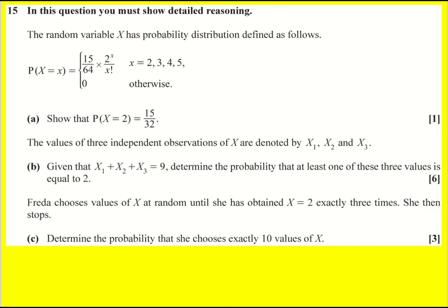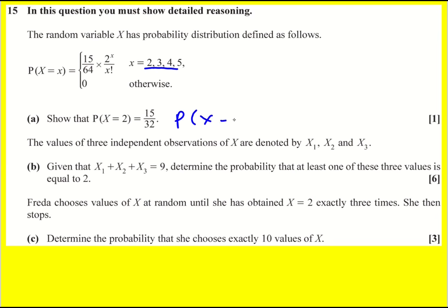We've got a probability distribution question here, and the distribution is defined as shown. It only has non-zero probabilities for 2, 3, 4, and 5. We're asked to show that the probability that x equals 2 is 15 over 32. To be honest, this is a nice question just to get us going. It's only 1 mark, just to make sure we can use the formula.